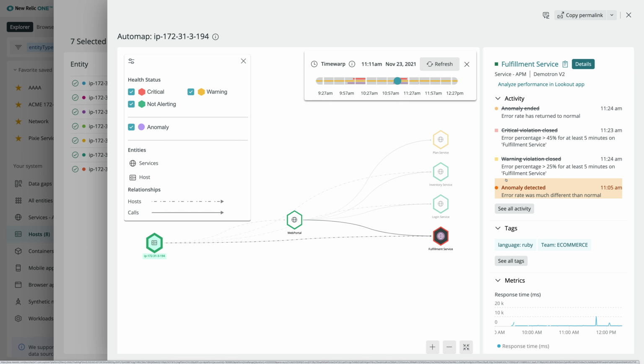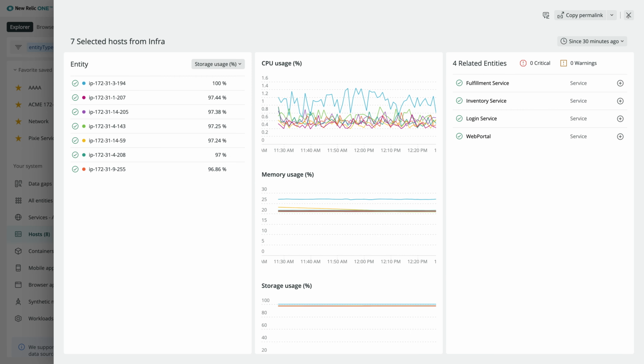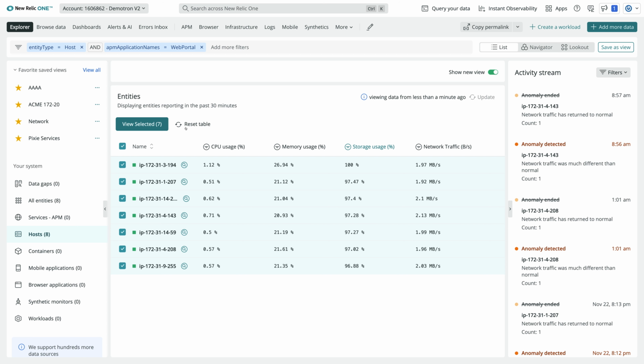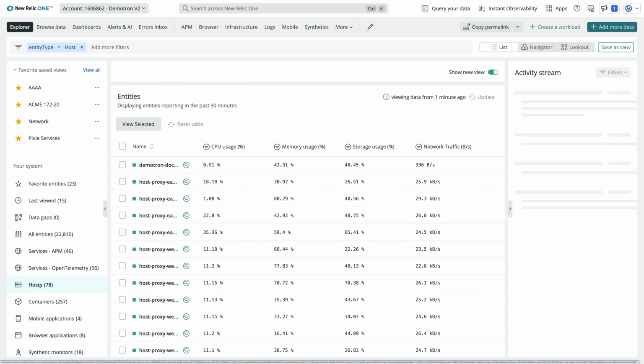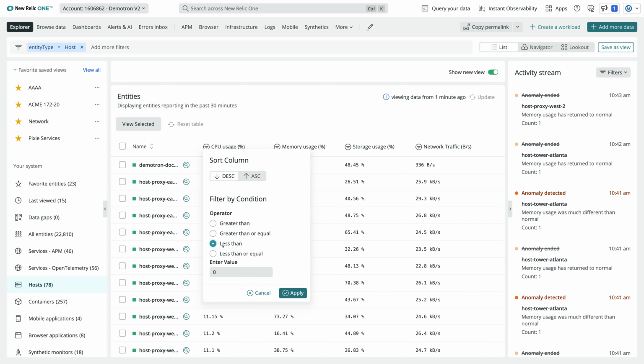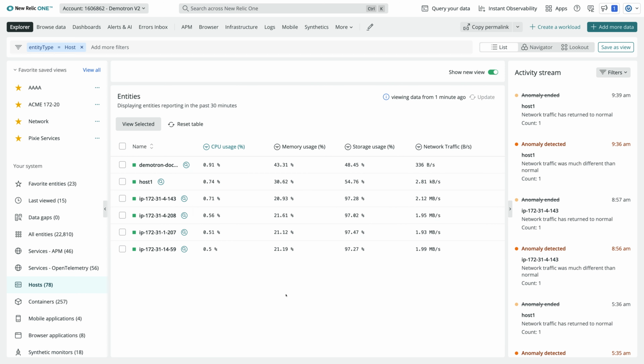Let's go back to the main Infrastructure Explorer list view and see if we can be proactive in a different way. Let's reset our table and clear out that web portal filter. Now I'm back to a list that contains all 78 of my hosts. Let's see if we can find any underutilized hosts that we can right-size and/or consolidate. I'm going to filter the CPU usage golden signal column for any hosts that have a CPU less than 1%. This reduces the number of hosts down to 6.